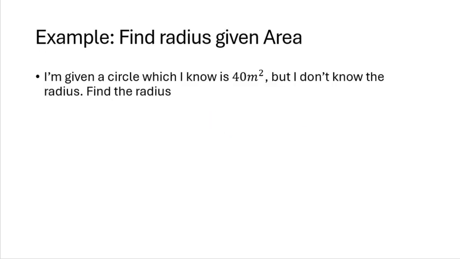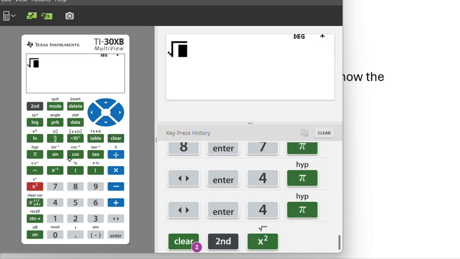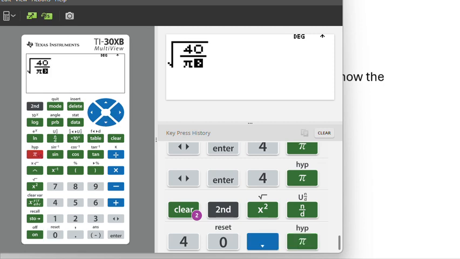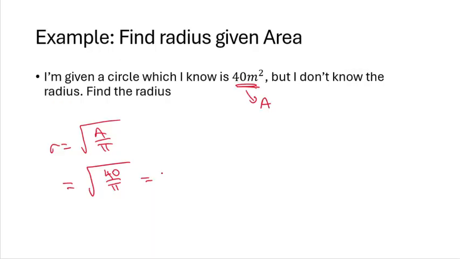Now, in this example, you're given a circle and you know the area is 40 meters squared. Okay, that's A. And you don't know the radius, so find the radius. So just use the formula r is equal to square root A over pi. If you substitute 40 over pi in there and type this in your calculator, square root of 40 over pi, I end up with 3.57 meters. That means the radius is 3.57 meters, and the area of that circle, if you plugged in the radius as 3.57, ends up being 40 meters squared.